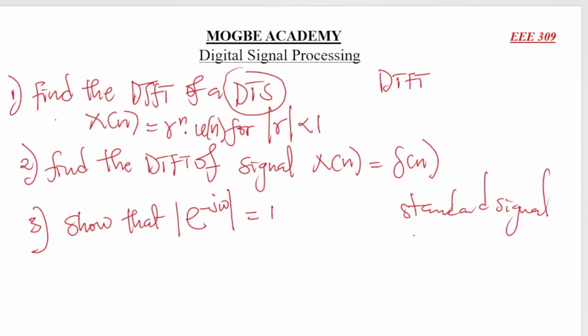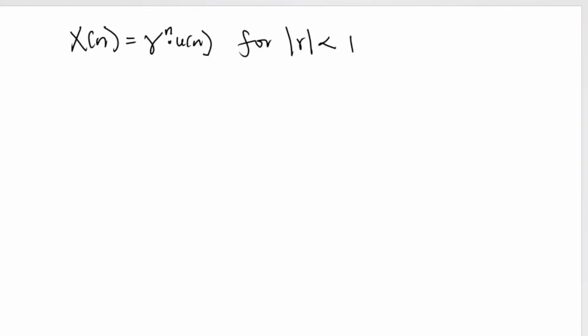Now for us to solve this first question, let me change my pen to black, and I think we are good to go. Now from the first question we are given to find x of n, and they said x of n will be equal to r raised to the power of n multiplied by u of n. And what was the condition given? The absolute value of r to be less than 1. Are we together?